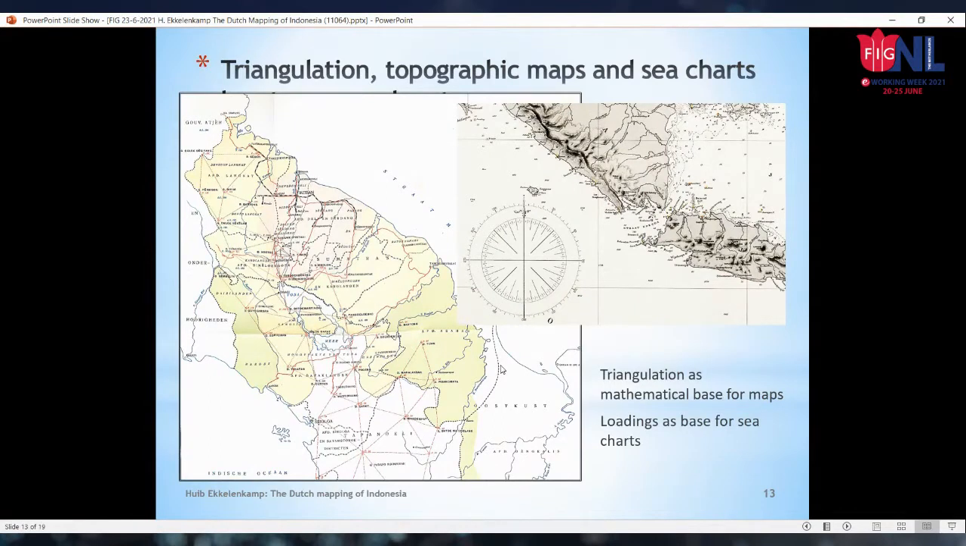Then everything was based on surveying, and for that, triangulation, topographic maps, and sea charts were, of course, important. You see a map here from Sumatra, and you see the triangulation in the red lines. Here, just above this Toba Lake, there is a base laid out for measuring, and from there, of course, all the triangulation started.